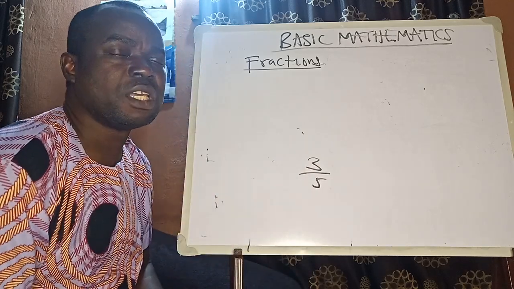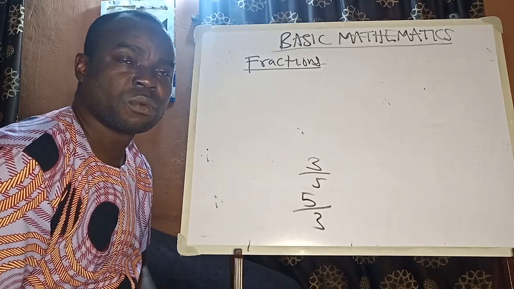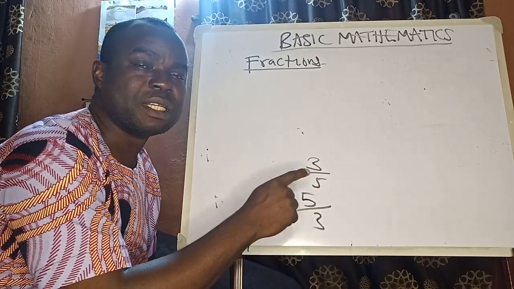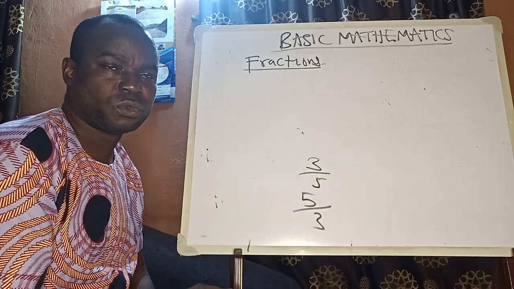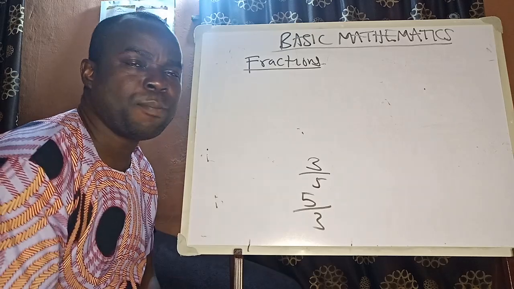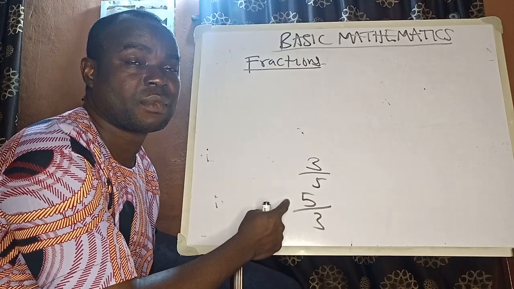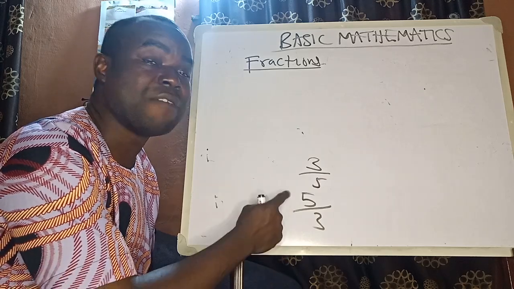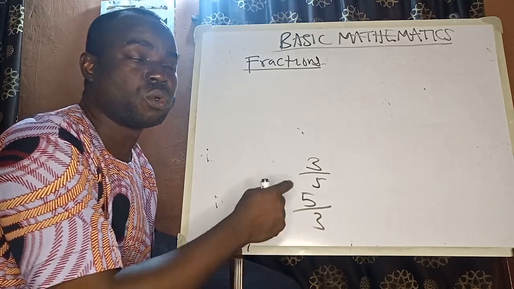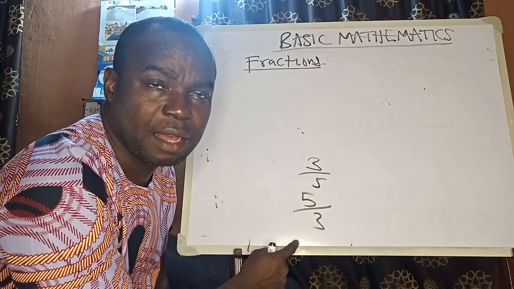But if you now have a fraction like this, where the numerator is greater than the denominator, we call it an improper fraction. Improper because 3 cannot carry 5. That's why it's improper, because 5 is bigger than 3. So this is a proper fraction. This is an improper fraction.